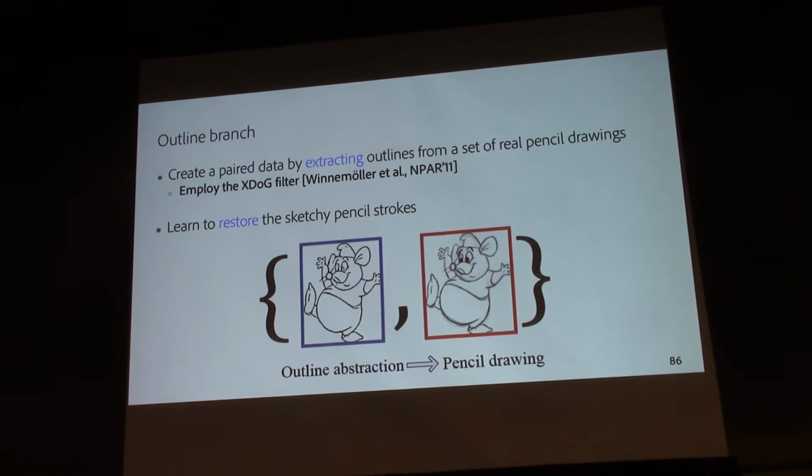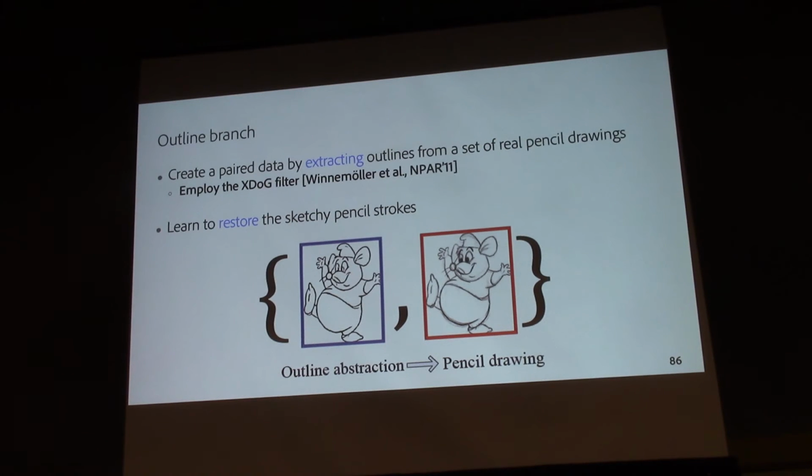So how do we create a paired data set? For the outlines, for example, we take existing pencil drawings, and we abstract them using an edge detector. In this case, we chose the XDoG because it has a nice property that the edges look similar between drawings and real images. Remember that in the end we want to take a real image and stylize it, but our training is based on drawings.